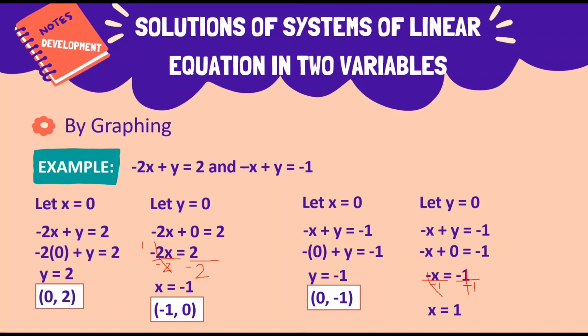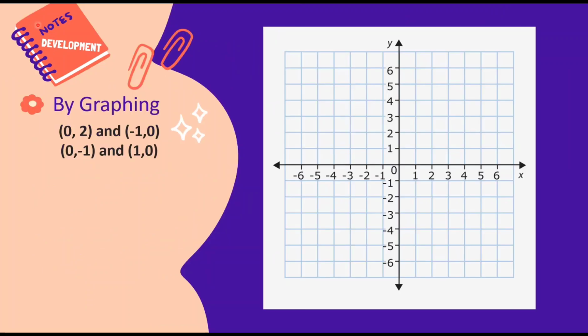So, now, since meron na tayong value ulit ng ating x, which is positive 1, we can write the value of our second ordered pair. So, we have 1 and 0. Okay, let us graph the ordered pairs on this Cartesian coordinate plane.